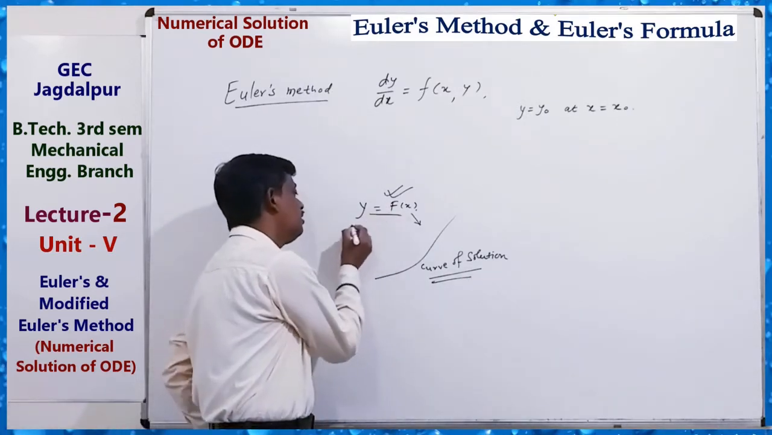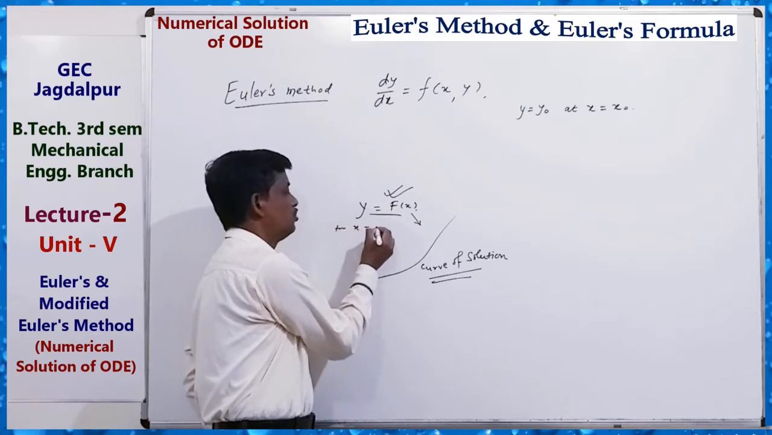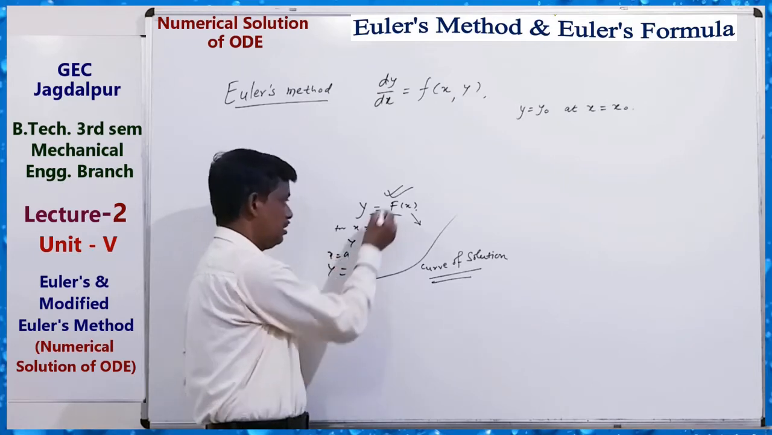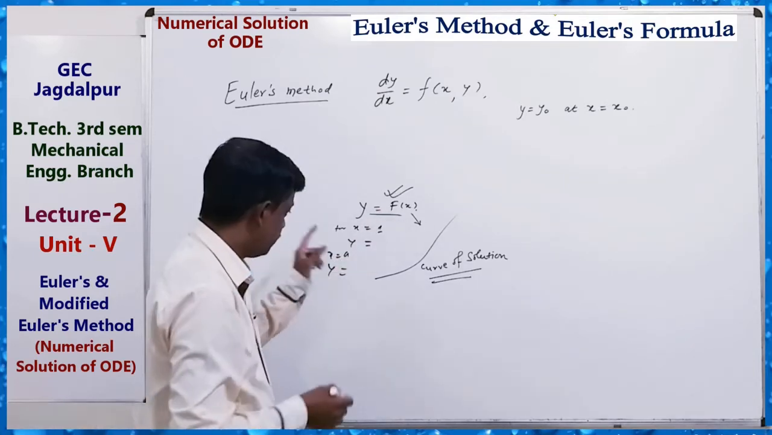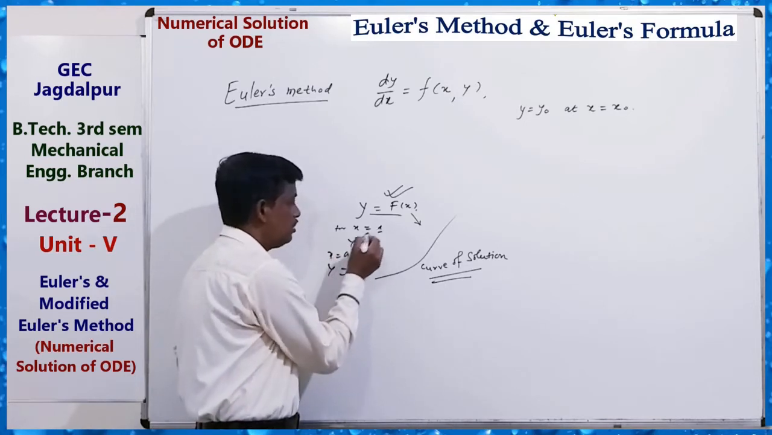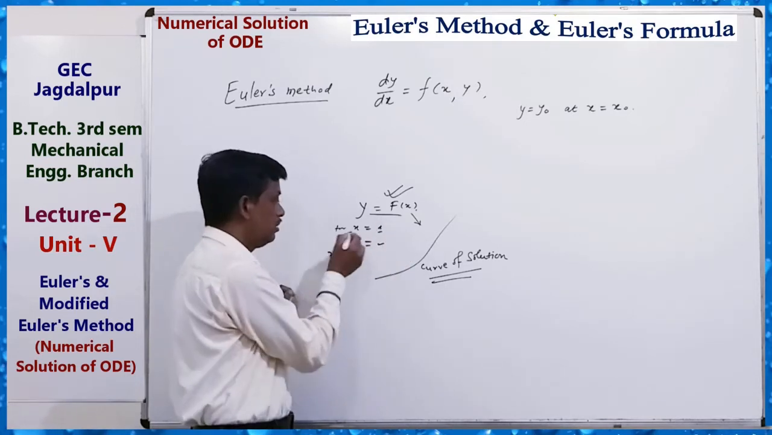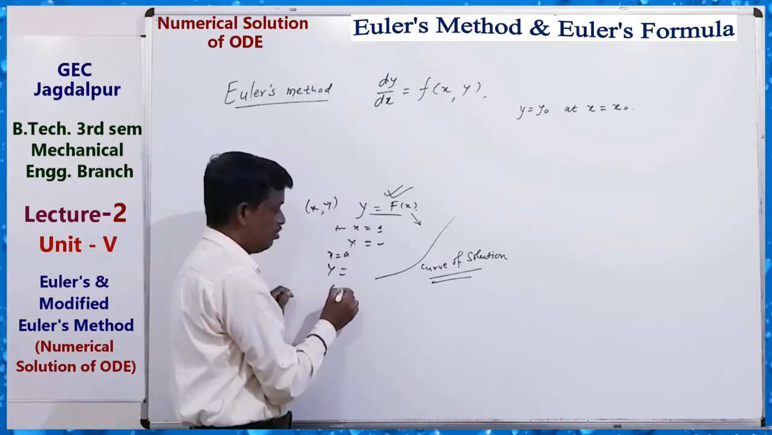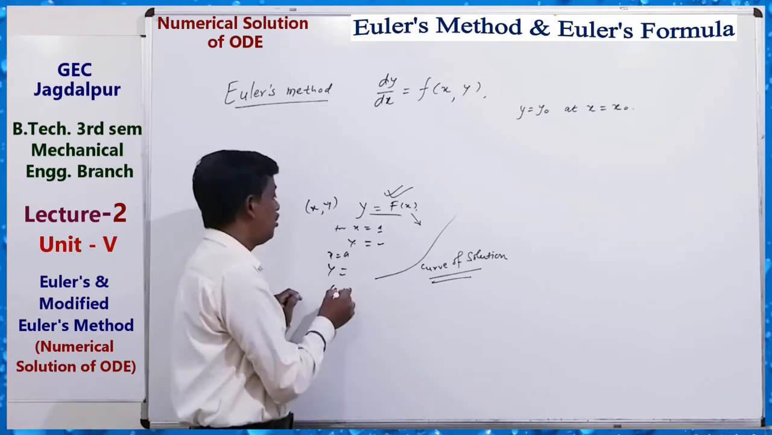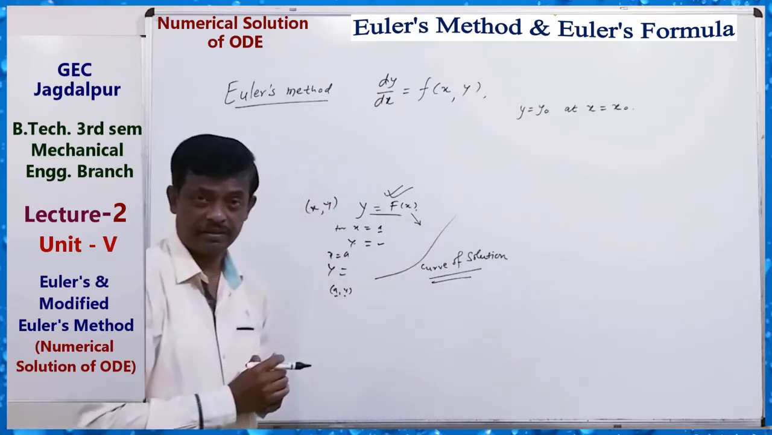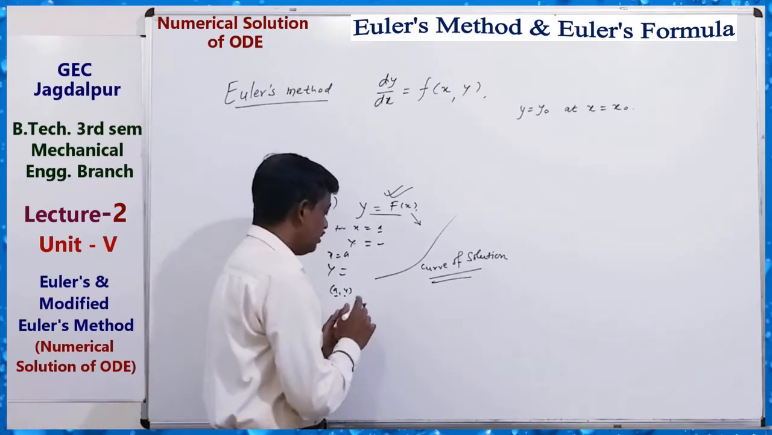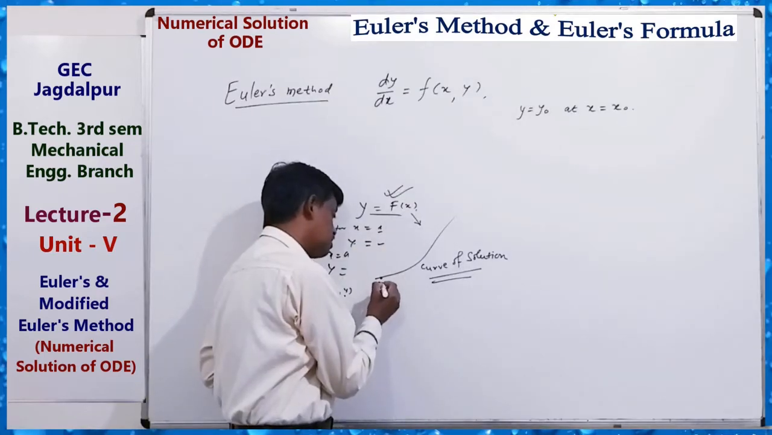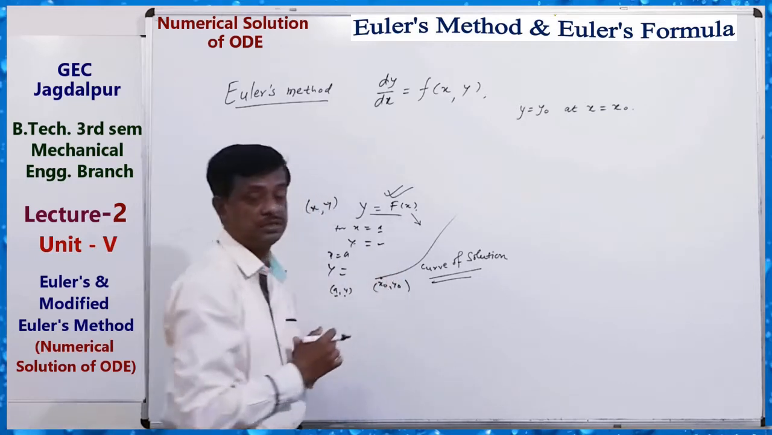For any value of x, for x equal to, suppose, 1, or x equal to a, we can get the value of y by using this. The value of x and the value of y give a point. All these points lie on this curve. Also, the initial condition point is on this curve.